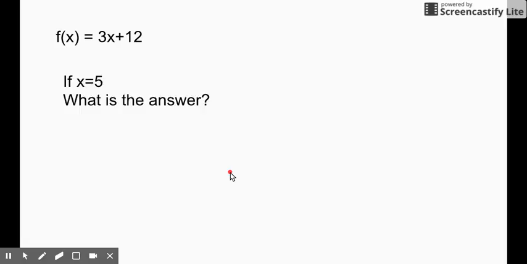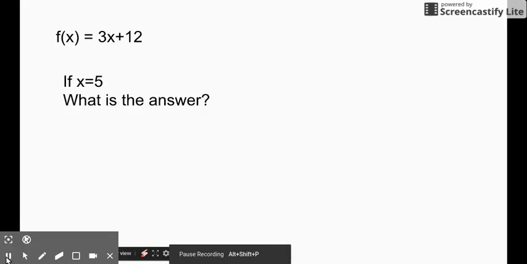So, let's look at how we solve a function. Here's a function: f of x equals 3x plus 12. If, for instance, x is 5, what will be the answer? What I want you to do is pause just a moment and see if you can come up with the answer. Then we'll show you exactly how we work this out.